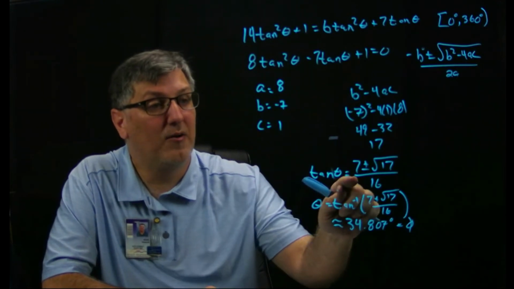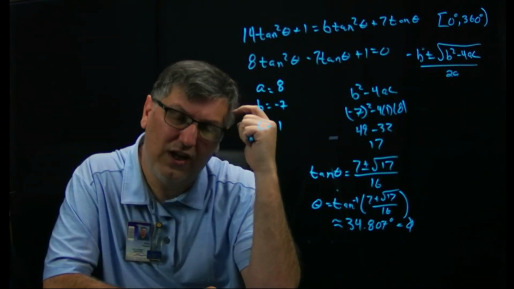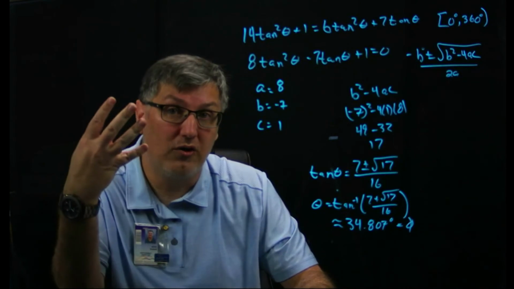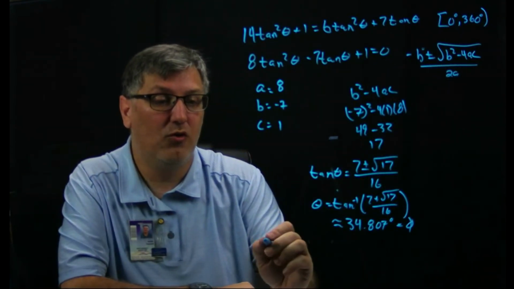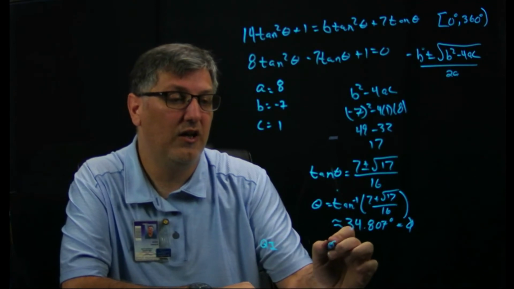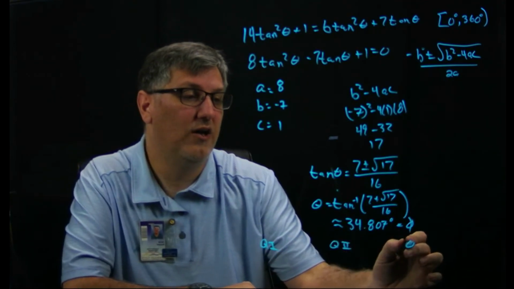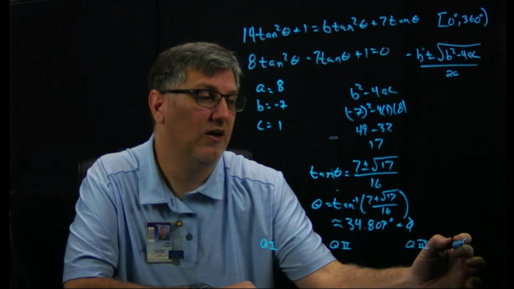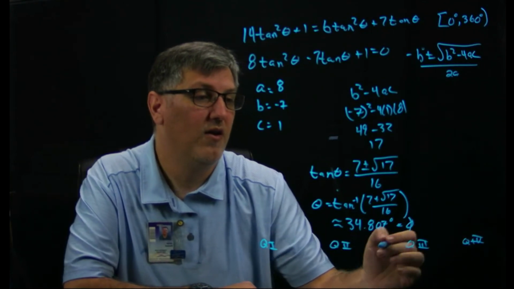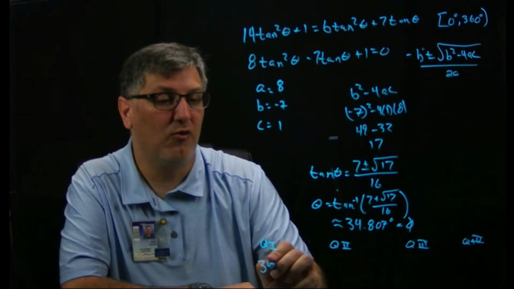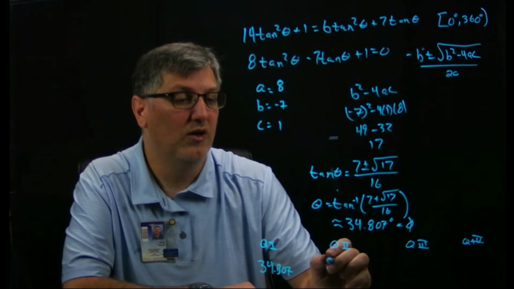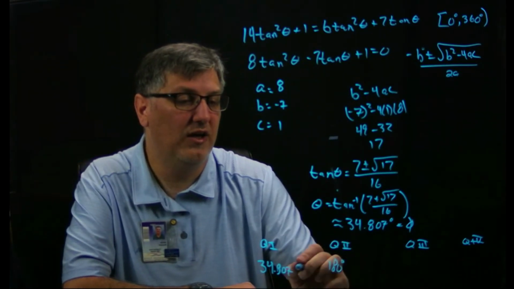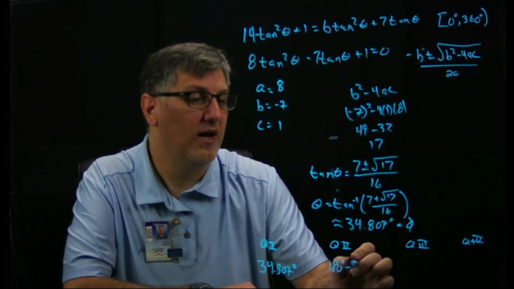Because now you have to come back up here and look, okay, well, where's tangent positive and negative? Well, it's in all four quadrants. And this is one full revolution. So there's four answers. I need quadrant 1. I need quadrant 2. I need quadrant 3. And I need quadrant 4. All right, quadrant 1 is my reference angle, 34.807.